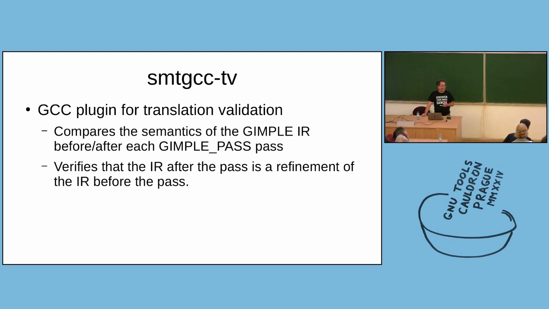So what it does is it takes the GIMPLE before and after each pass, and it verifies that the IR after the pass is a refinement of the IR before the pass. If it's not, that is, the semantics of the internal representation is not consistent, that means that GCC has introduced some error in the code, so it's a wrong code bug.